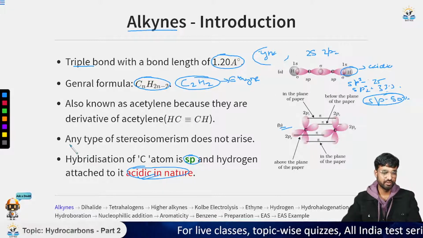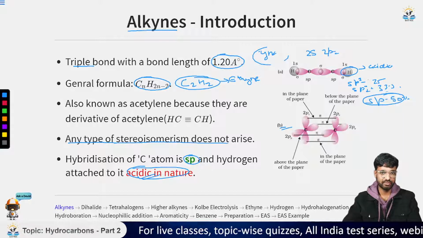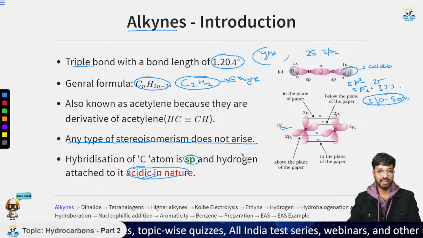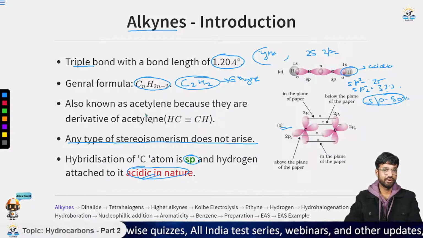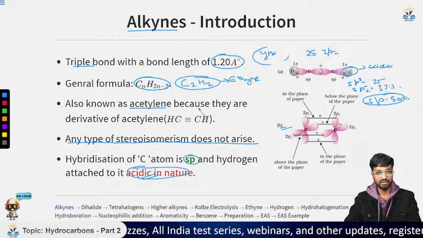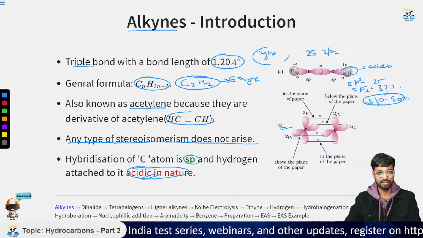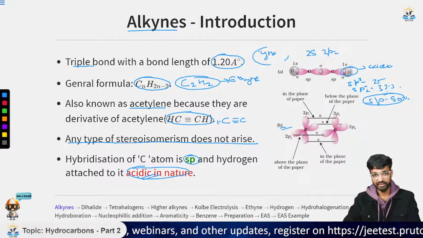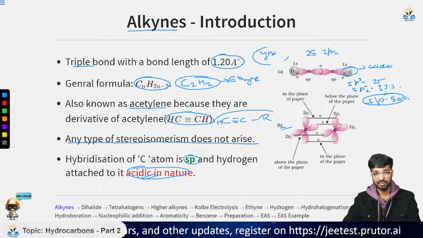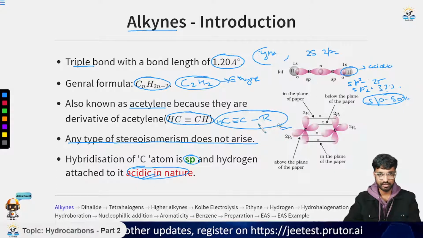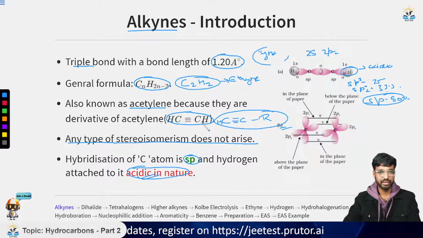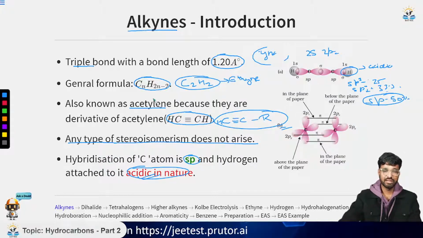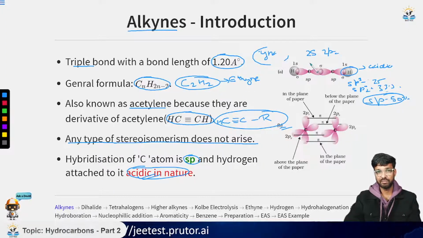Now the thing to be noticed here is that it does not show any kind of stereoisomerism. In the case of alkenes, we have cis-trans isomerism, but we do not have such isomerism in alkynes. Also, alkynes are called acetylenes because they are derivatives of acetylene. This is acetylene, and when we add some group R to it, that is the general formula of an alkyne. So alkynes are also called derivatives of acetylene. This can be thought of as the introductory part of alkynes.